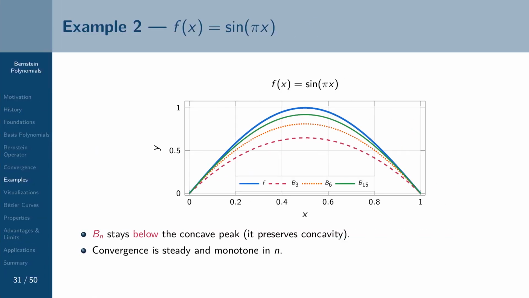For the sine bump, the function f of x equals sine of pi x, watch 2 things. First, the approximations stay below the concave peak. That is a manifestation of shape preservation, which we will formalize later. Bernstein approximation preserves concavity. Second, the convergence is steady, and monotone in n. Each higher degree pushes the curve up, toward the true peak.